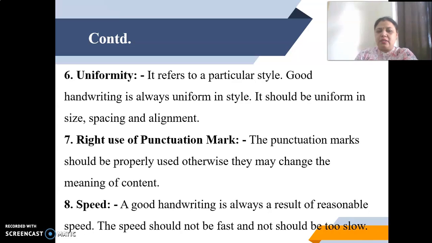Next is speed. A good handwriting is always a result of reasonable speed. The speed should not be too fast and should not be too slow.